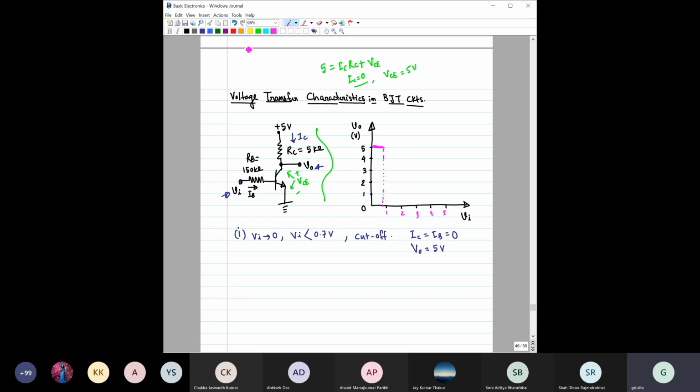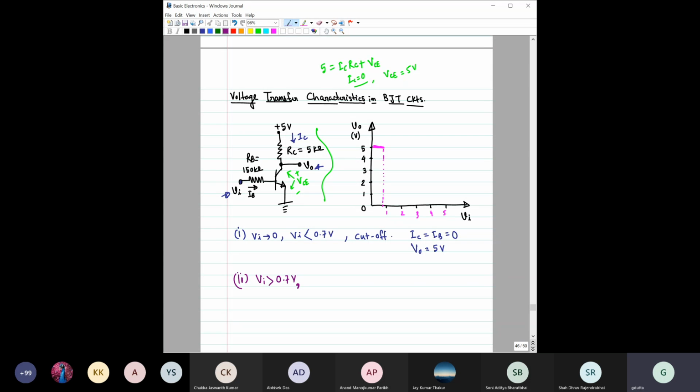Okay. Then what will happen if you now increase this input voltage? If this VI is greater than say 0.7 volt, what will happen? The transistor is on, right? Definitely transistor on. So, okay, now can you comment in which mode of operation transistor would be? Guys, please answer this question. The transistor would be in which mode? Active or saturation?